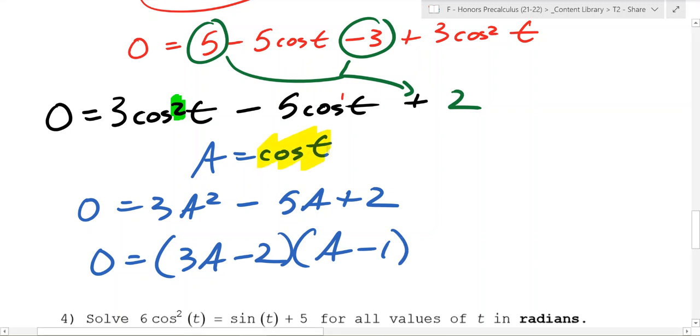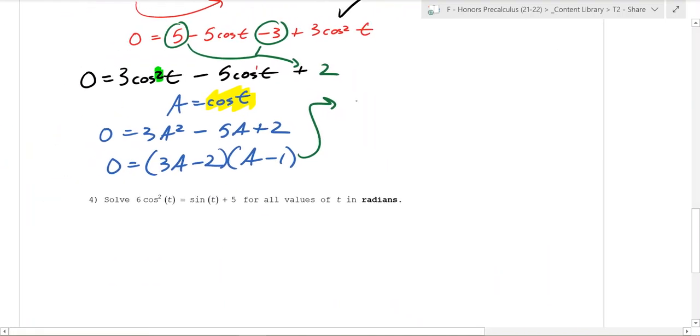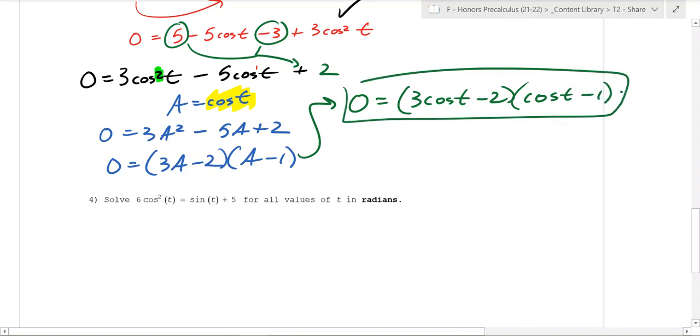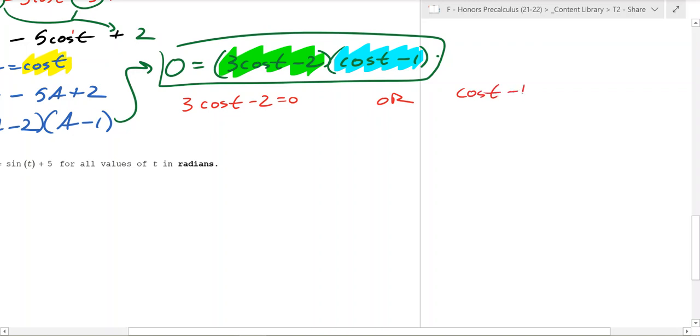A, though, equals cosine t. So what you actually have is 0 equals, instead of a, you have 3 cosine t minus 2, and then you have cosine t minus 1, and this equals 0. So what that means is you have two things, the green thing and the blue thing. For them to multiply together to be 0, at least one of them has to be 0. So 3 cosine t minus 2 has to be 0, or the other one, cosine t minus 1, has to be 0. You have to be super careful about this.